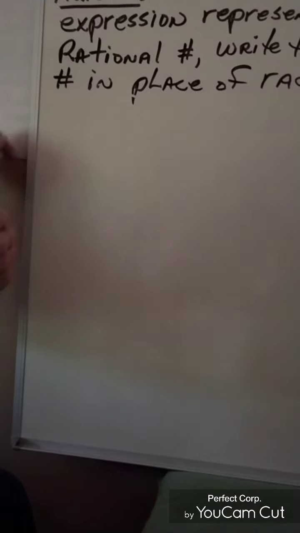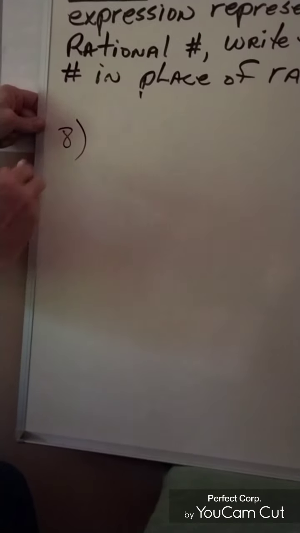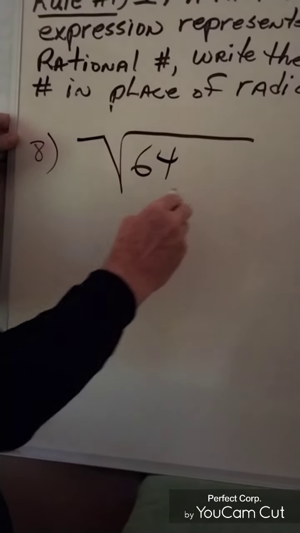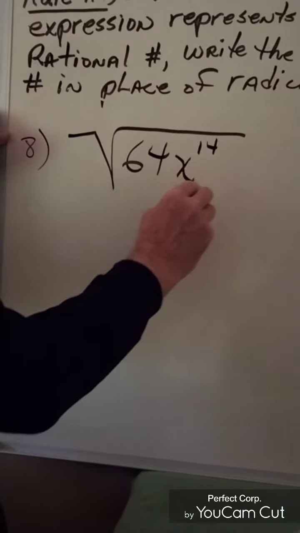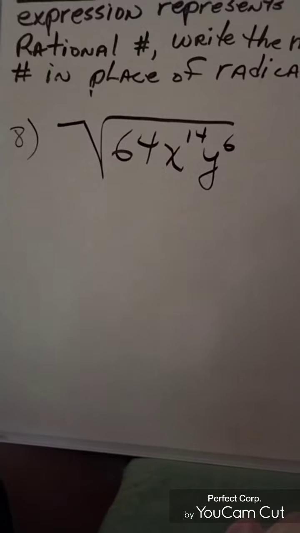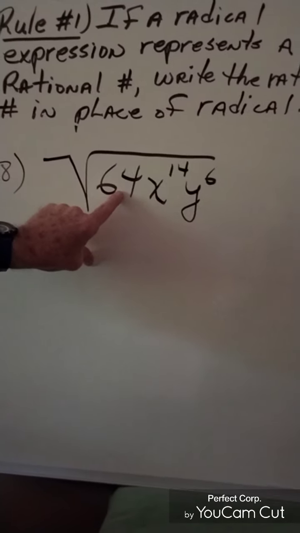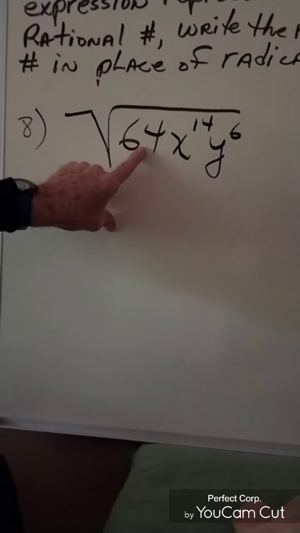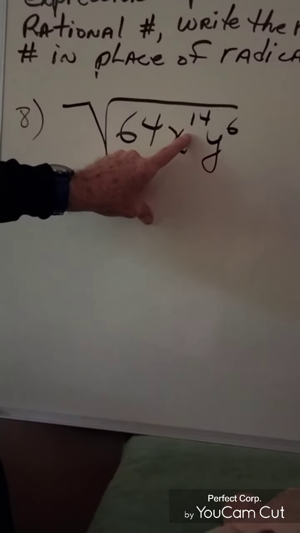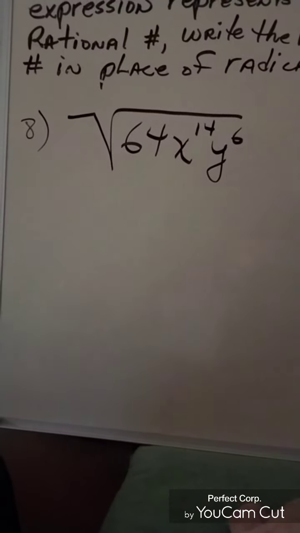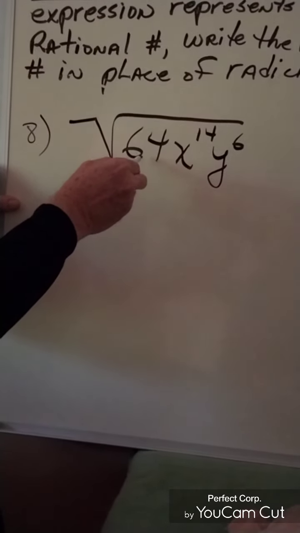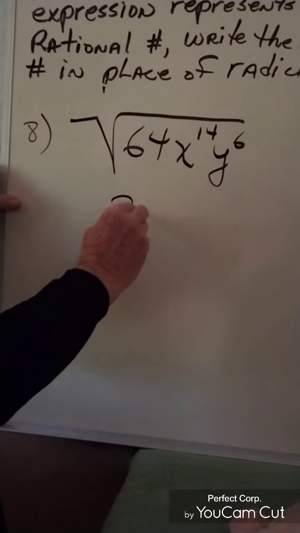Now, 8 and 9 will go roughly pretty fast right here. Number 8. The radical of 64, x to the 14th, y to the 6th. Now I'm finished talking about absolute value. So here we go. 64 is a square. Our index is 2 again. X to the 14th is a square because 14 is even. Y to the 6th is a square because 6 is even. Let's just bring the thing down. Start with the radical of 64. No issue. 8.